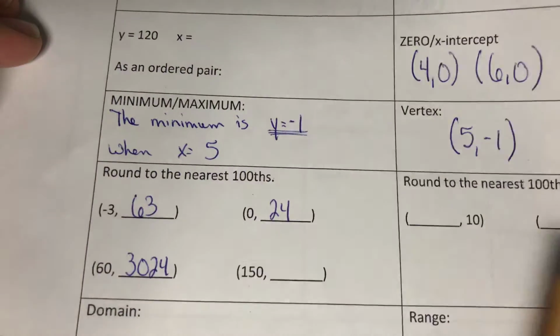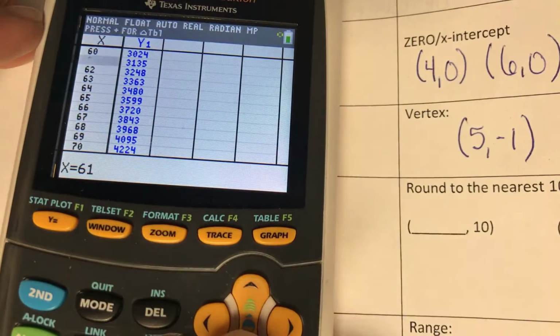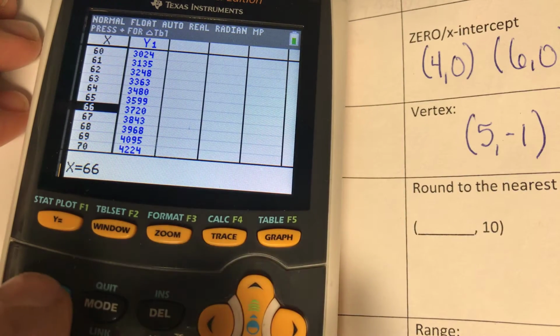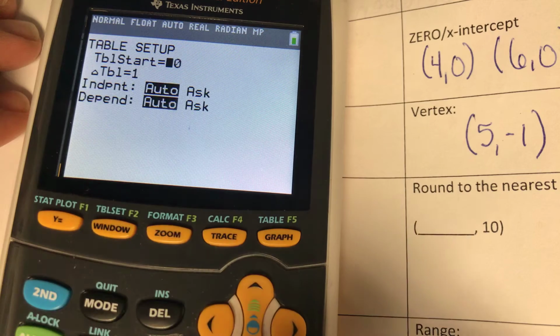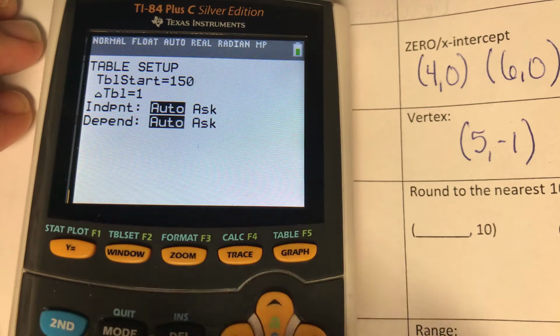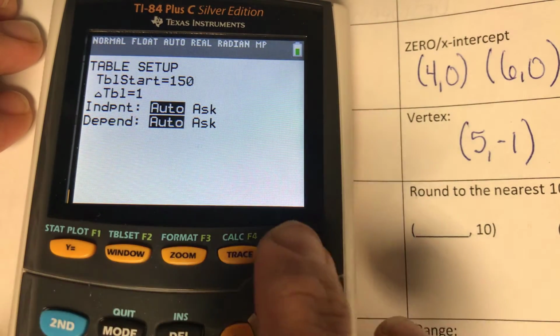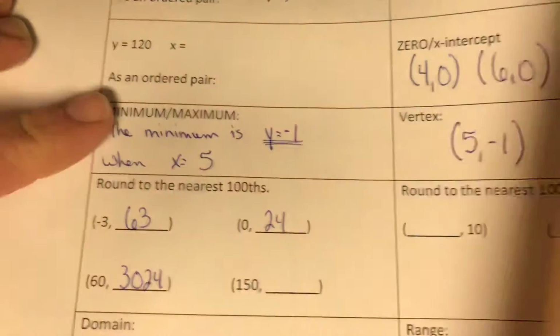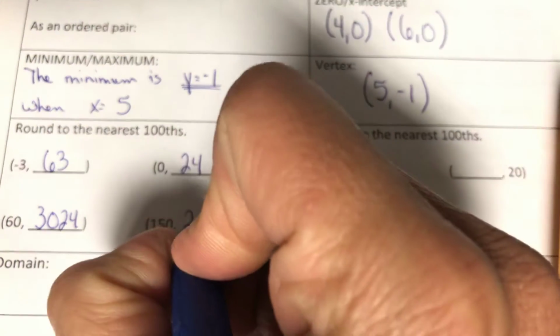And then the same with 150. I could just scroll to 150, but that's going to take a long time. So let's go back to table setup, second window, and I'm going to make 60 be 150. And now I'll just go back to the table, press second graph, and I can see that I get 21,024. So I didn't have to do any rounding there.